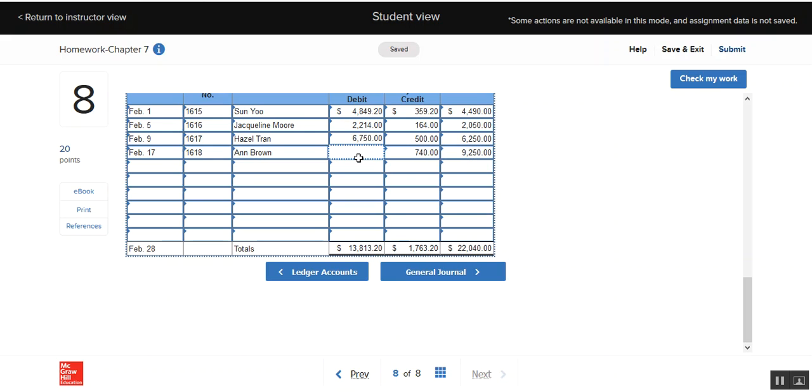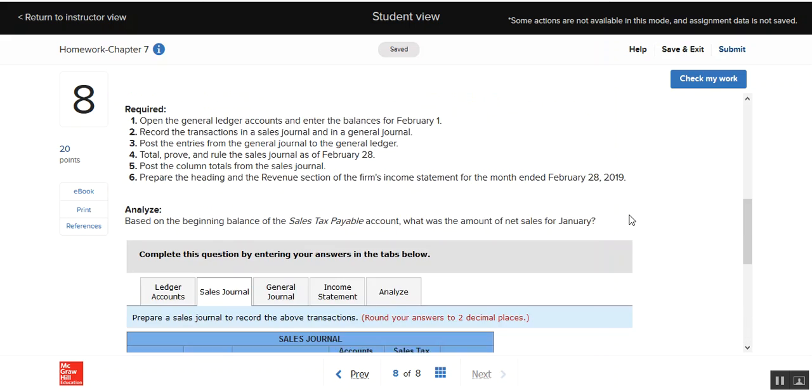And so that makes her total amount that she owes us $9,250 plus $740 in tax. She owes us $9,990, I hope, if I did my math right.